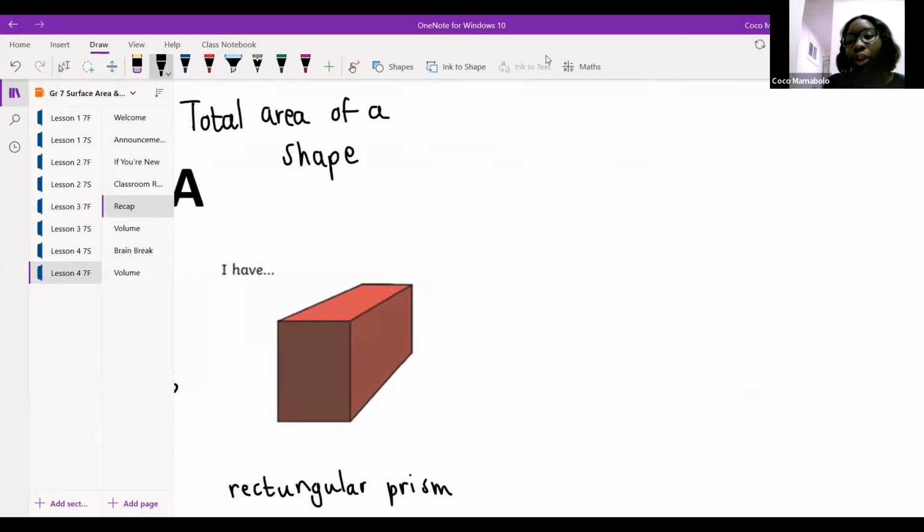And Buntle, tell me, when I calculate for my rectangular prism, can I do it in the same way that I calculate for my cube? Can I calculate the surface area of my rectangular prism the same way that I calculate for my cube? Can I do that, Buntle? Oh, Buntle's gone. All right. Ola, what do you think?